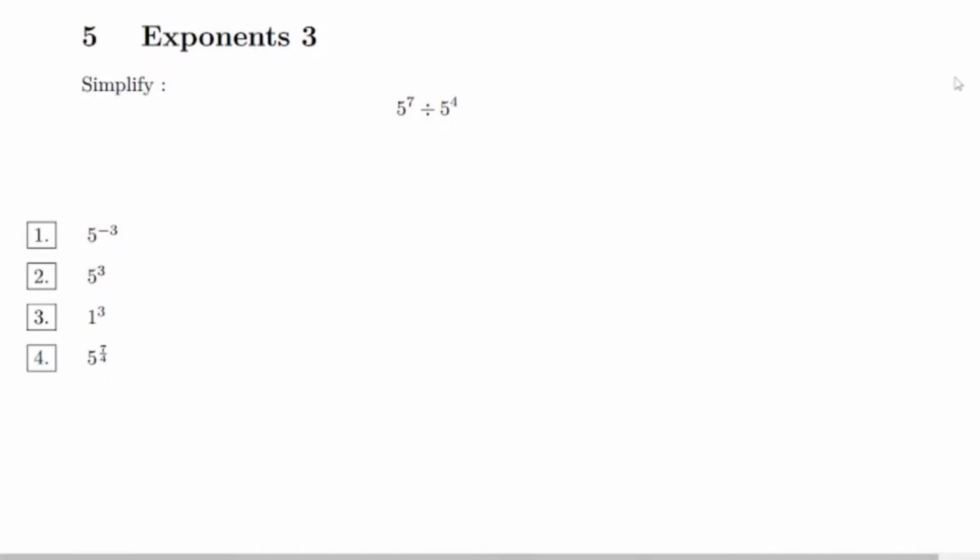So in this video, we'll be talking about exponents where we're dividing two powers of the same base. And the question for this one is simplify 5 to the power 7 divided by 5 to the power 3. Well, the way to get around this, just to understand what we're doing, is to say, well, we're doing 5 to the power 7 divided by 5 to the power 4.